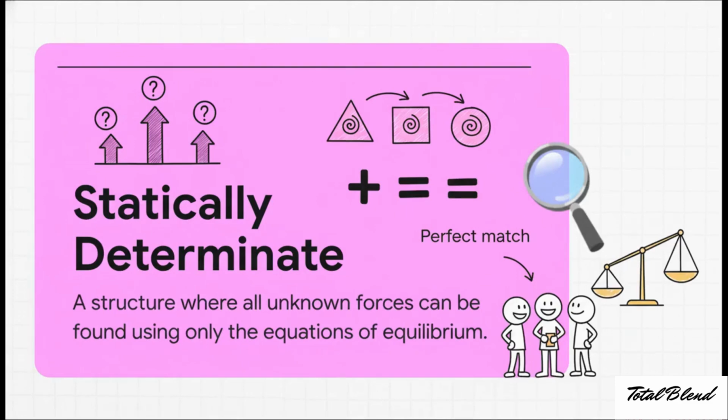And that leads us right into our first big definition. A statically determinate structure is one where the number of things we don't know, like the forces at the supports, is exactly equal to the number of equations we have to solve them. In 2D, that means we've got three equations to find three unknowns. It's a perfect match. These are the simple structures.